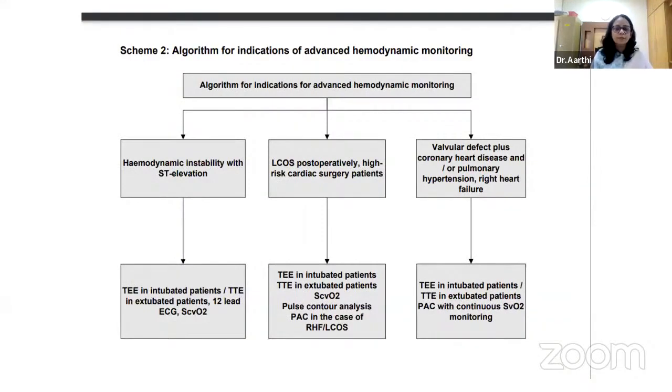In the algorithm, the indication for advanced hemodynamic monitoring in cardiac surgical patients is when the patient has hemodynamic instability and obvious ST-T changes. If the patient is intubated, you go for a transesophageal echo, and if the patient is not intubated, transthoracic echo. Along with that, a 1-lead ECG and mixed venous oxygen saturation will help us with further hemodynamic assessment. When there is a low cardiac output status and the patient undergoes a high-risk cardiac surgery, then along with the transesophageal or transthoracic echo, and along with the mixed venous and central venous oxygen saturation, we can implement pulse contour analysis to assess the response.